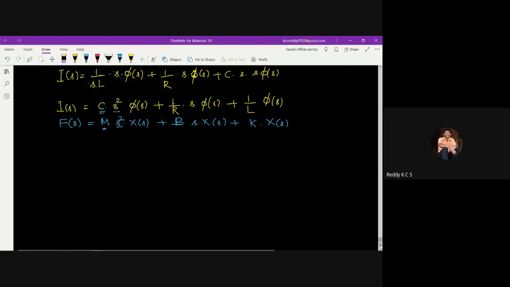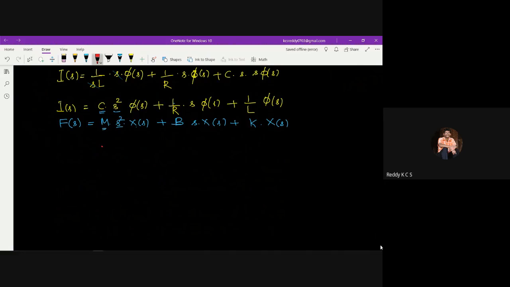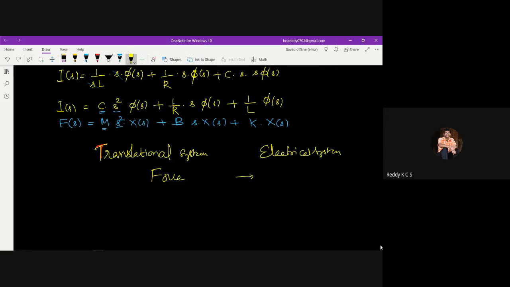Now I can write what the translation system we have, in the translation system, and now this is the electrical system. So in the electrical system, what is the equivalent analogy in this case? We know that force is, if you look at the left hand side, force is equivalent to the current. So force is equivalent to the current.